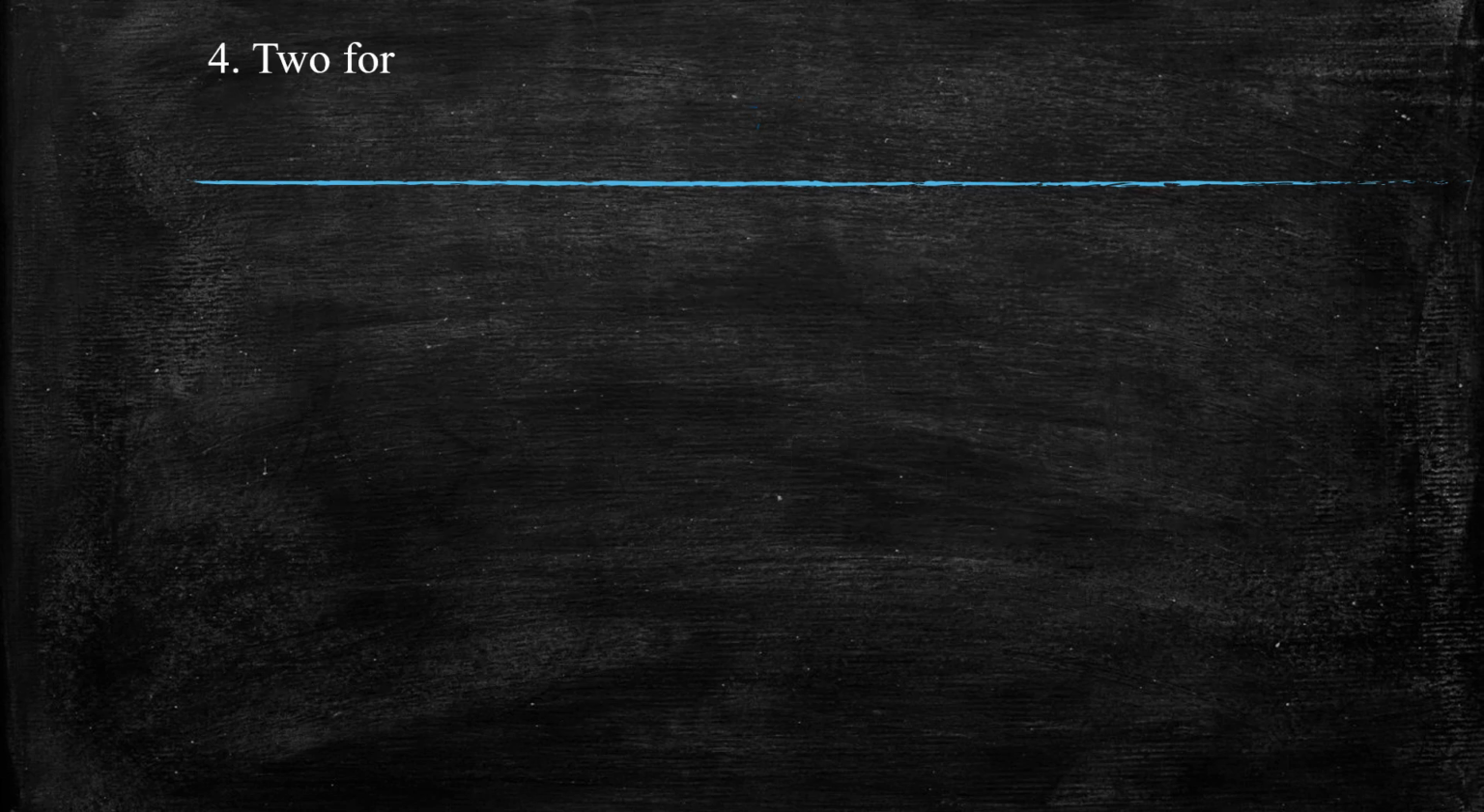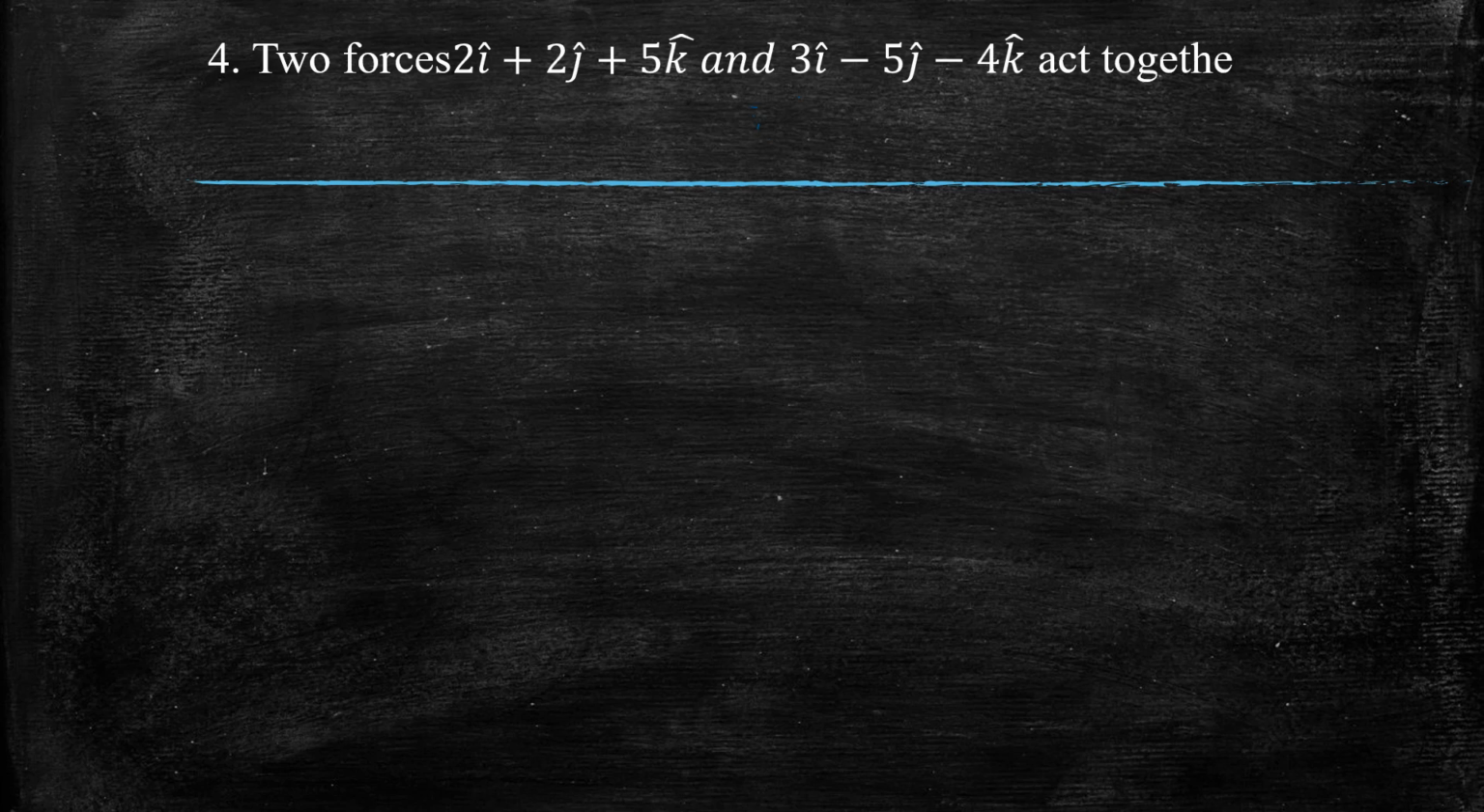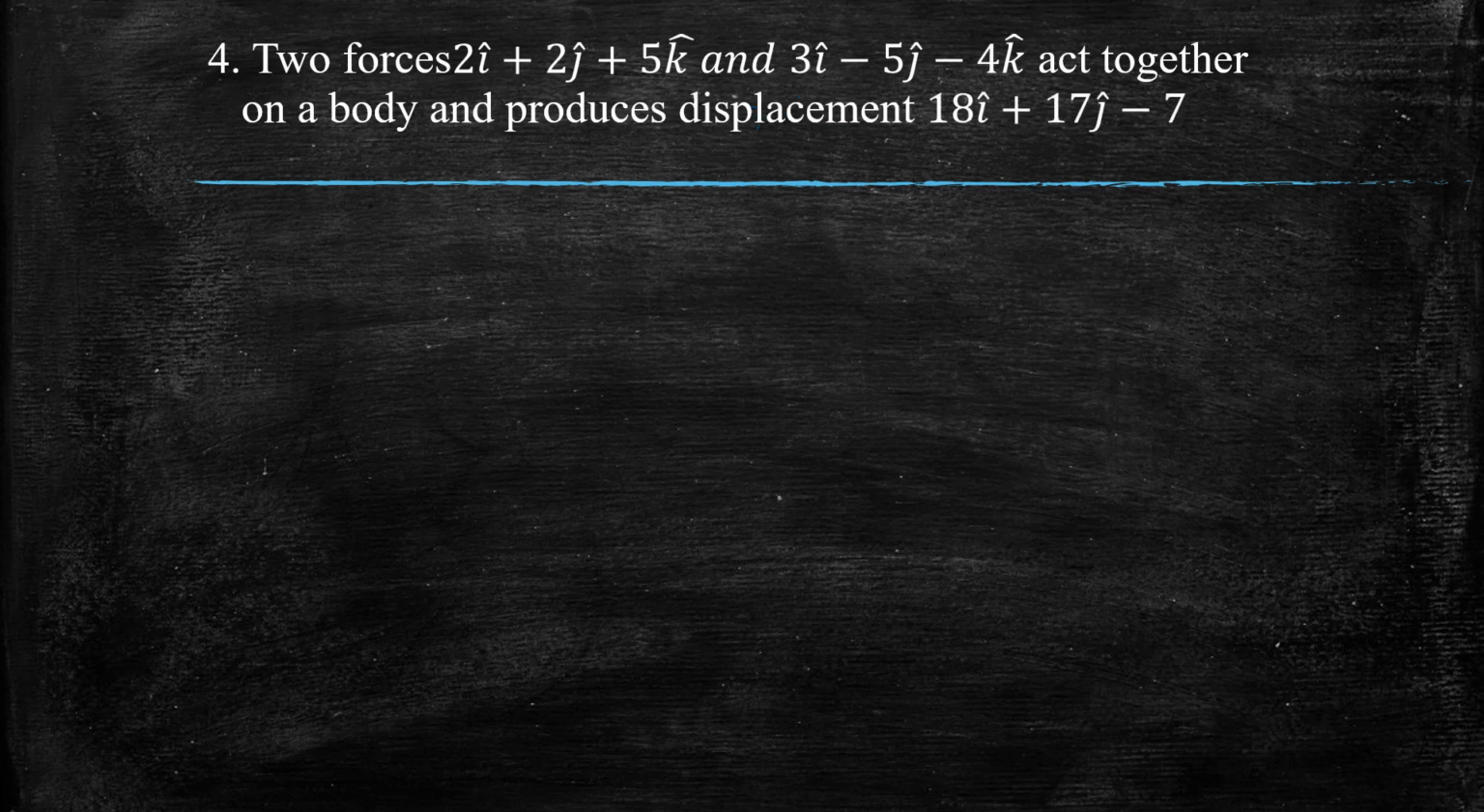That is the fourth question. Two forces 2 i bar plus 2 j bar plus 5 k bar and 3 i bar minus 5 j cap minus 4 k cap act together on a body and produce displacement 18 i cap plus 17 j bar minus 7 k bar. The work done W is equal to F into S. Here two forces are there, so we should add the two forces. Let us come to the solution.